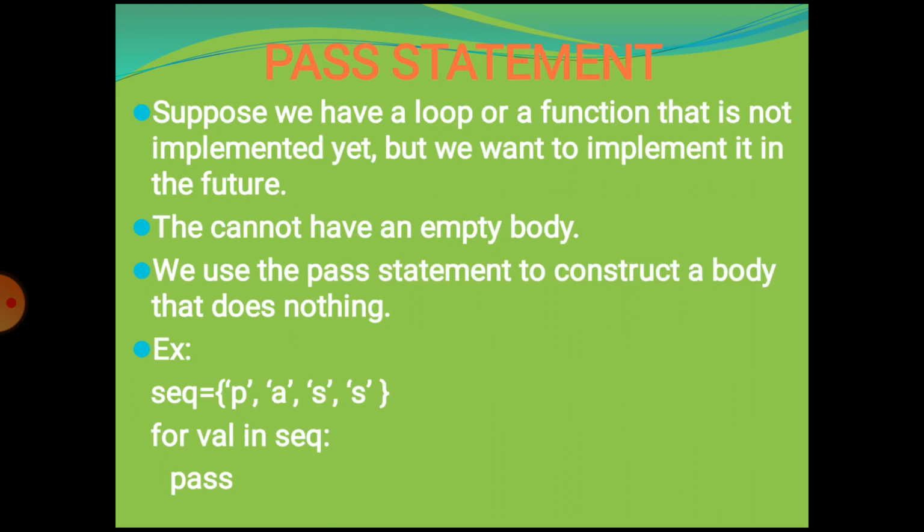The pass statement. Suppose we have a loop or a function that is not implemented yet, but we want to implement it in the future. It cannot have an empty body. We can use the pass statement to construct a body that does nothing. For example, here is a sequence with four elements, and for val in sequence we just use pass, because we will use the sequence in the future.